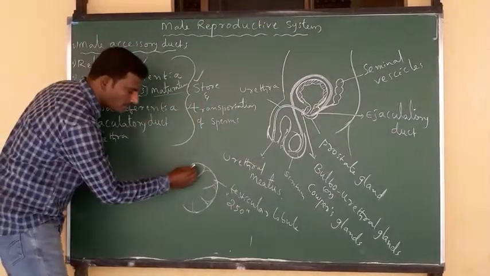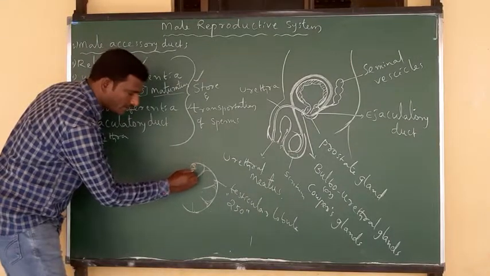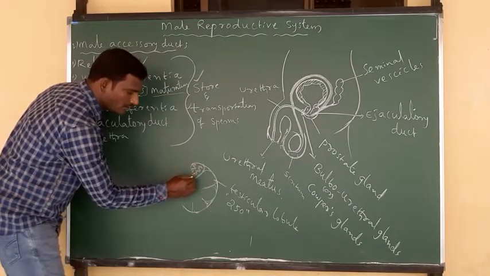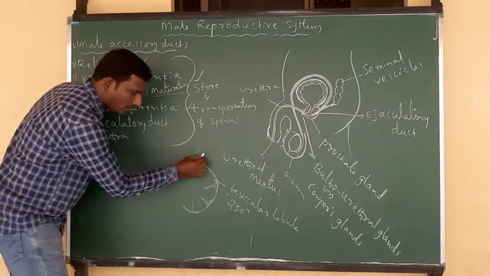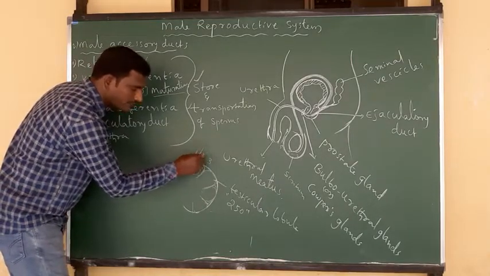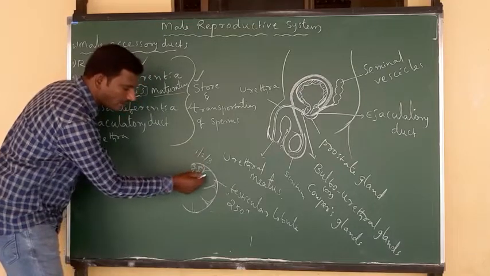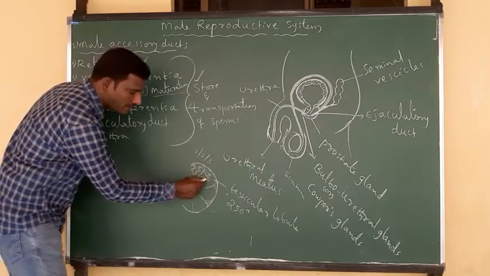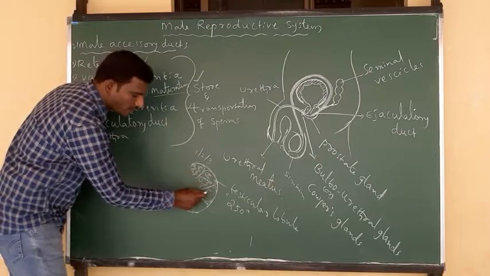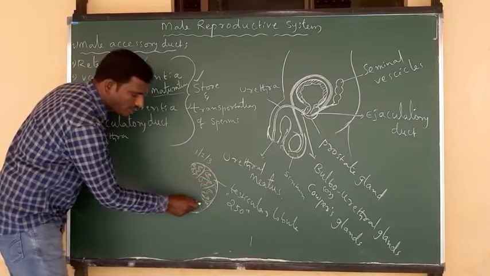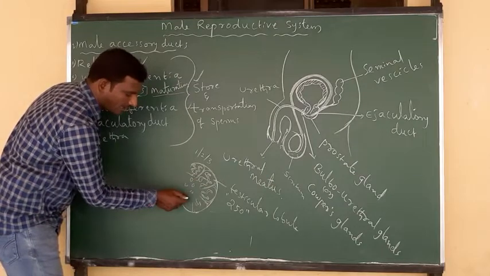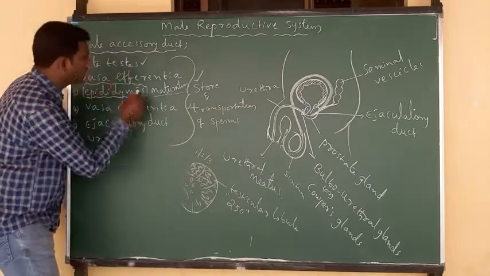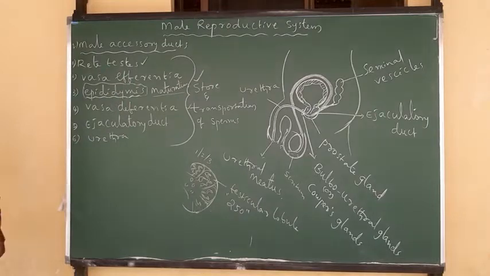In these lobules, highly coiled tubules are present like this. The number of these highly coiled tubules is 1 or 2 or 3. All these tubules are called seminiferous tubules. All these seminiferous tubules open into a net-like structure. This net-like structure is known as the rete testis.